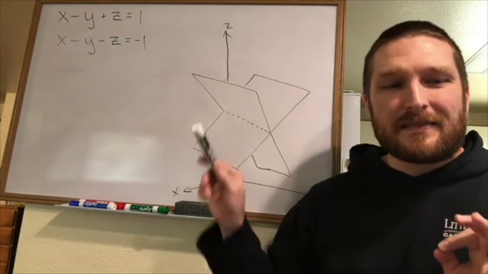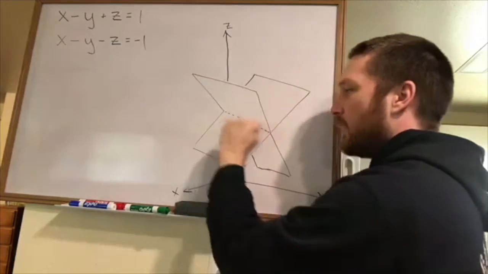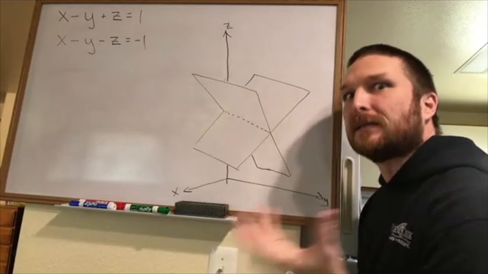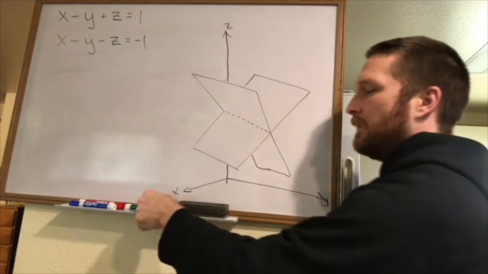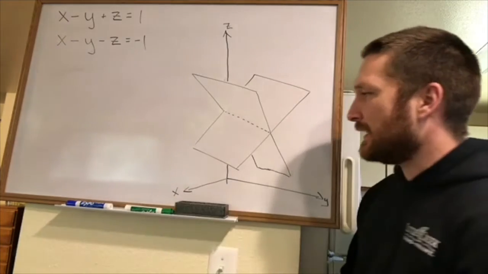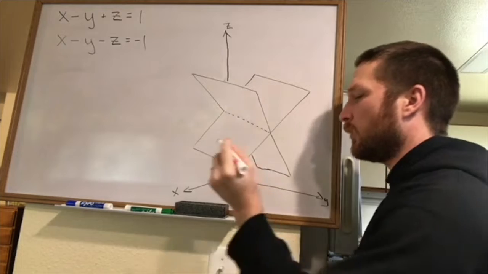So we've seen that these two planes intersect at infinitely many points, right? In fact, they form a line. And what we could do now is think about this. Let's take any point that's on that line. I'm going to choose an arbitrary point on that line.